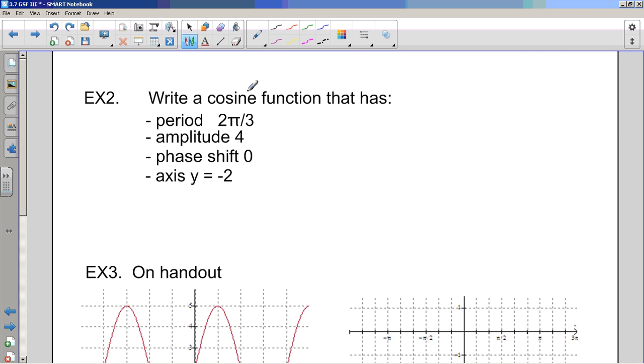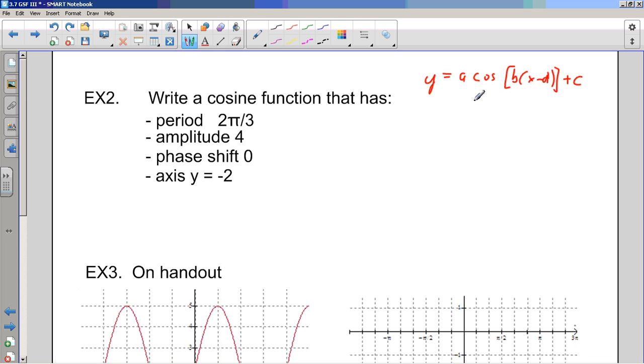Example 2. These are example 2 and 3 here I like to call the Jeopardy questions. They're kind of backwards. Instead of giving us the function in this form and having us do the graph or pull out the little bits and pieces of information, it's the other way. We're given the little bits and pieces of information. We have to write the function.